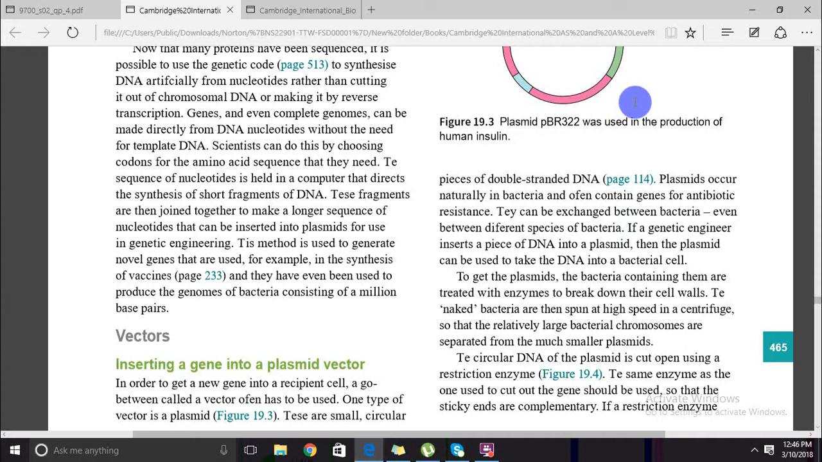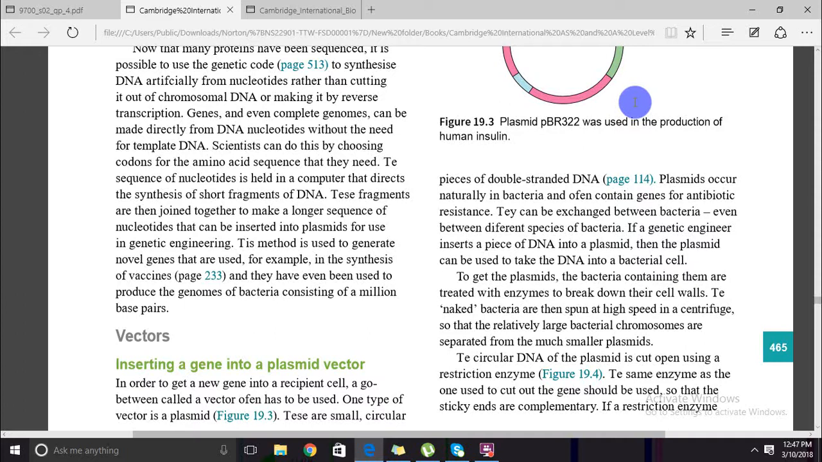Right? So we now have naked bacteria. Now what we want to do is somehow get the plasmids, or the genetic material, out of the naked bacteria. And so they are spun at high speed in a centrifuge. Because a centrifuge separates organelles based on density, the bacterial chromosomes and the smaller plasmids will be separated because they have vastly different densities.